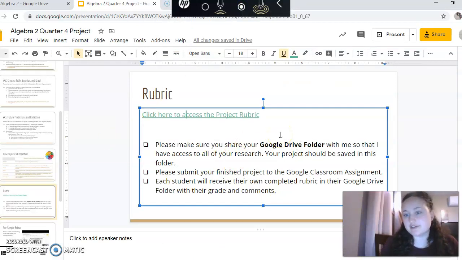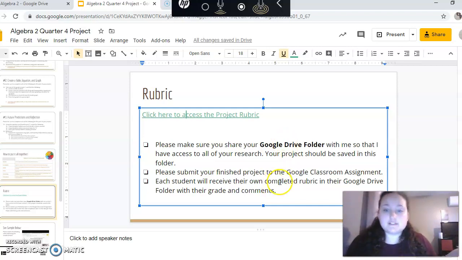Make sure you shared your Google Drive folder with me. I did put the directions for Friday's assignment and how to check to make sure you already did that. So please make sure you have shared your folder so I can see your past projects and research. You're going to submit your finished project to the Google Classroom assignment, and you're also going to see the individual rubric there, so please don't edit that rubric. It's just making a copy so I can edit something when I am grading your assignments. Make sure your project, though, is still in your folder so we can see that.